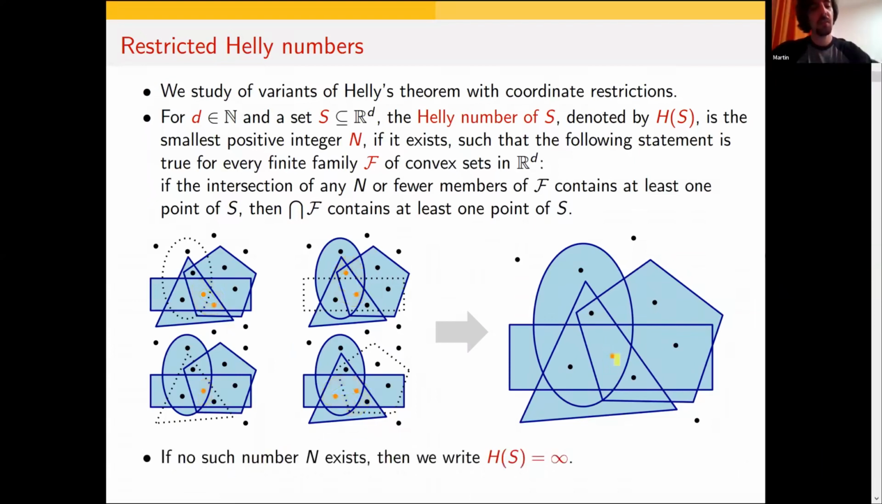To digest the definition, observe that if no such number n exists, then I will write that the Helly number of S is infinite. So I will just write h(S) equal to infinity. Now, if our point set S is the whole space, R to the D, then we obtain Helly's theorem, and by Helly's theorem we have that the Helly number of this space is equal to D plus 1.